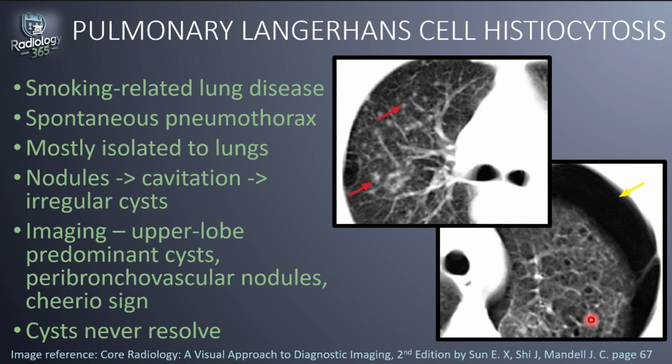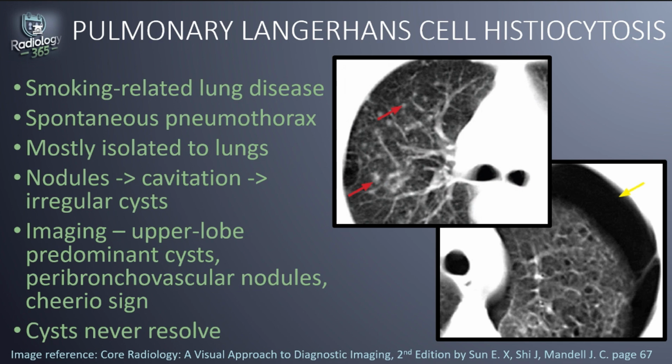smokers. Now, the other smoking-related interstitial lung diseases, aside from emphysema, are respiratory bronchiolitis interstitial lung disease, RB-ILD, which we spoke about when we were talking about interstitial lung diseases, and desquamative interstitial pneumonitis, which we again spoke about. So now we are adding PLCH to the list of smoking-related lung disease. Now, it's possible to have multiple smoking-related lung diseases present simultaneously.